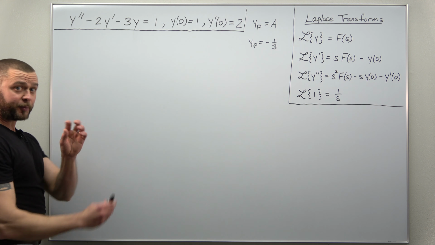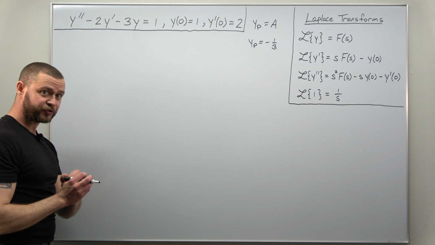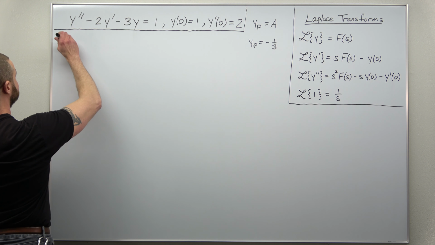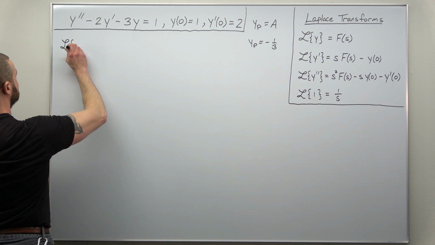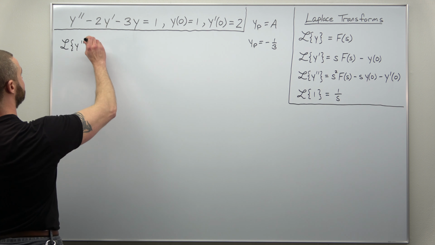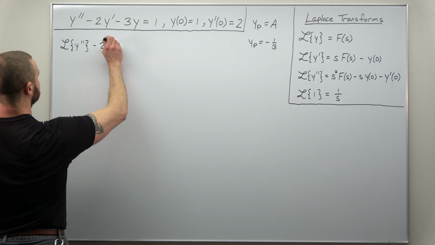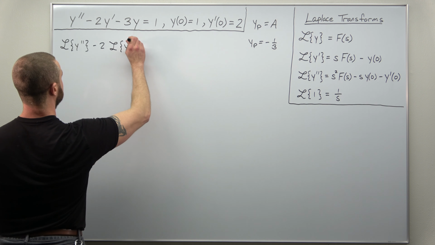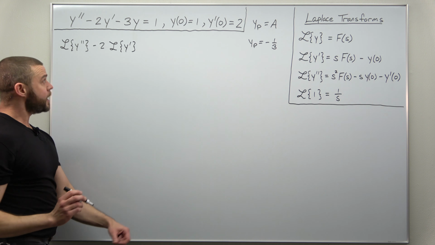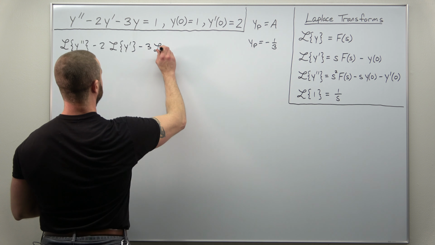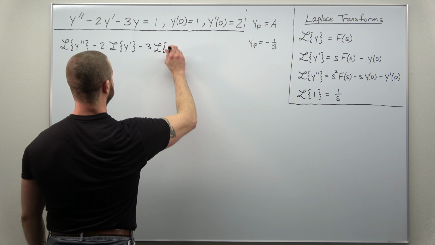Any constants I'm going to pull in front of the Laplace transforms since this is linear. So we'll get the transform of the second derivative. We're going to have minus 2 times the transform of y prime. We're going to get minus 3 times the transform of y.